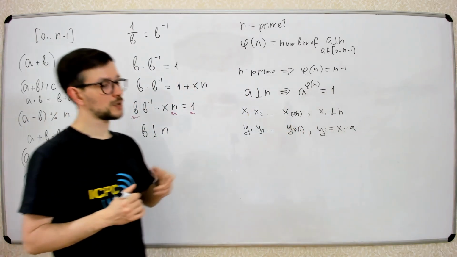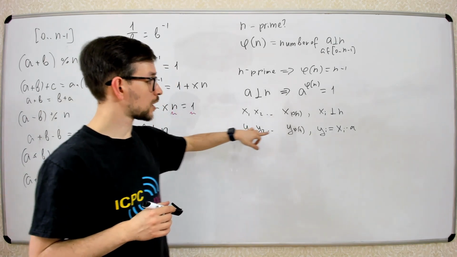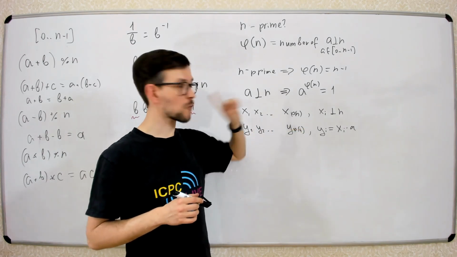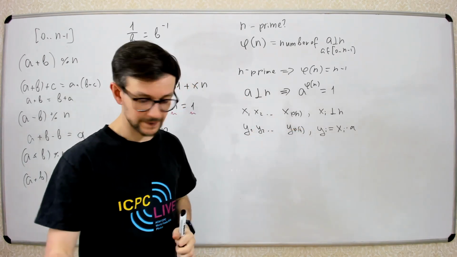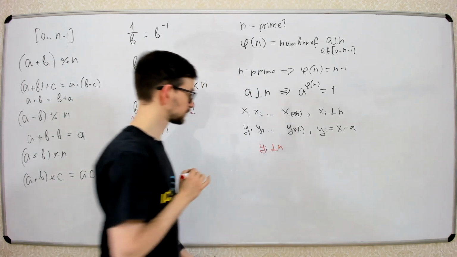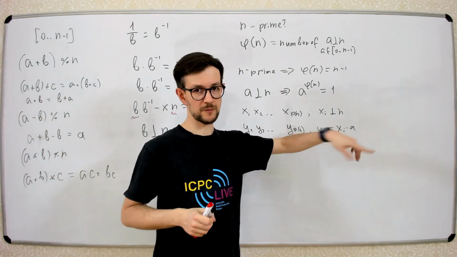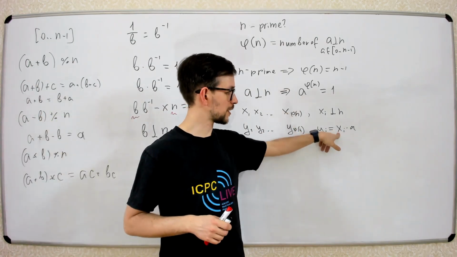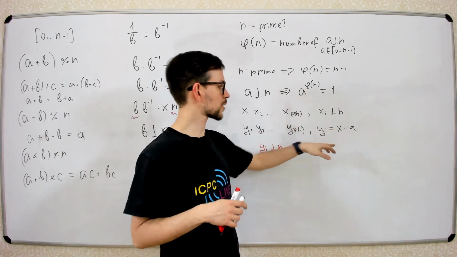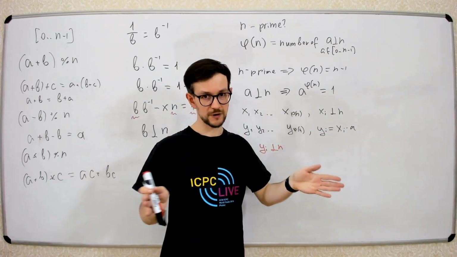Now, what can we say about these? First observation is that all numbers yi are coprime with n. Why is it true? Because we multiply two numbers, both of them coprime with n. If you multiply two numbers coprime with n, you will get some number that is also coprime with n. You don't have any common divisors here, you don't have any common divisors here. If you multiply them, you will not have any common divisors.